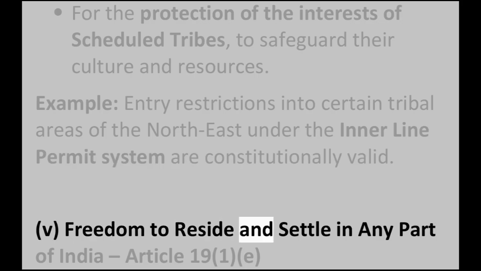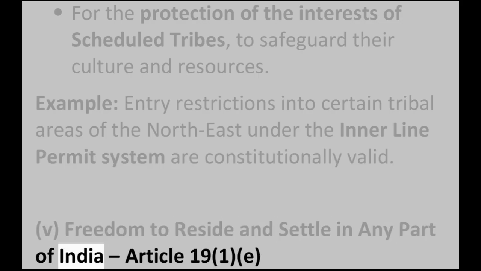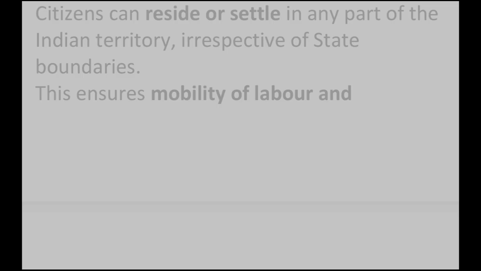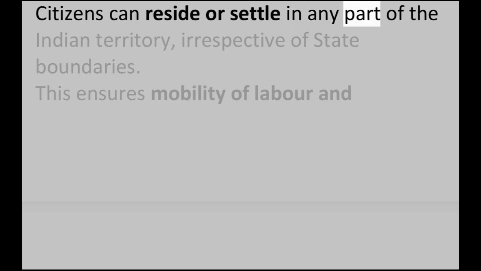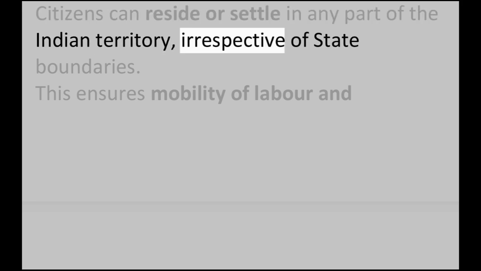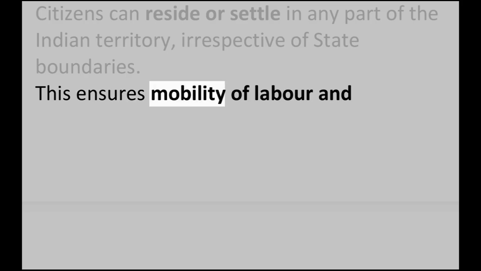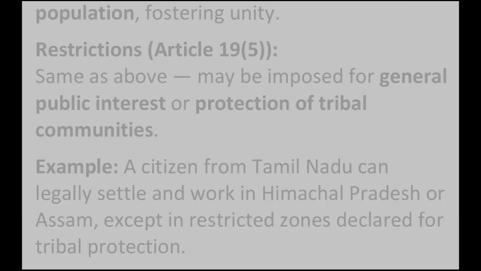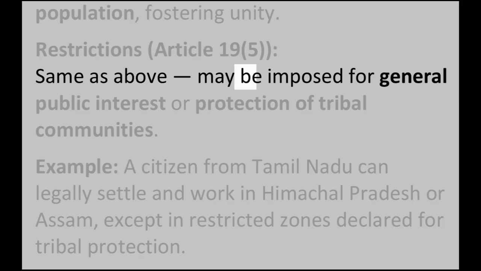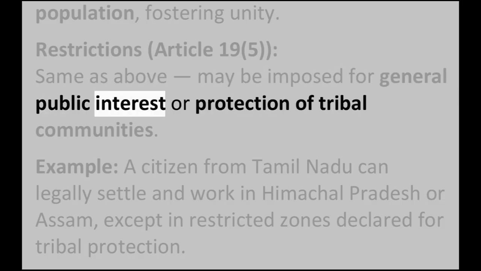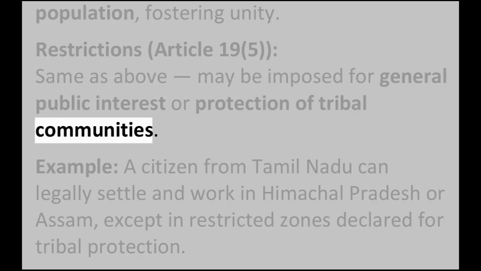Freedom to reside and settle in any part of India, Article 19(1)(e). Citizens can reside or settle in any part of the Indian territory, irrespective of state boundaries. This ensures mobility of labor and population, fostering unity. Restrictions, Article 19(5). Same as above, may be imposed for general public interest or protection of tribal communities.